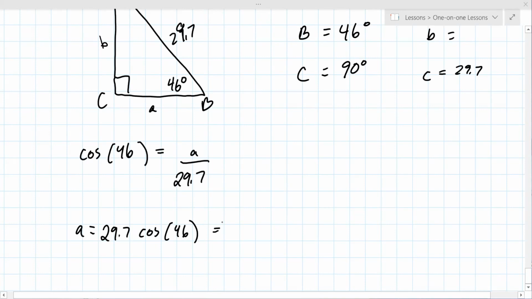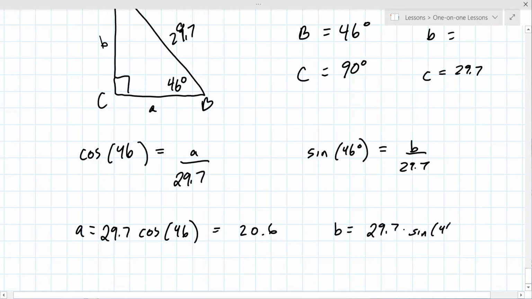That is 20.6. The sine of 46 degrees is equal to B over 29.7. So B is equal to 29.7 times sine of 46. You should be noticing kind of a repetition here where all I'm changing is the sine and the cosine. That is going to happen when you do these problems. That's 21.4. And that goes back in the table there. Sounds good. All right, so let's go back.